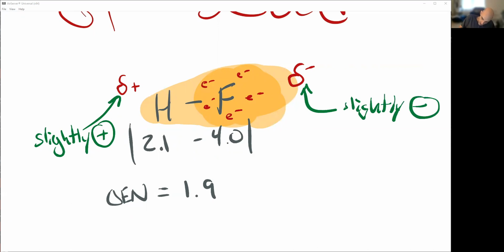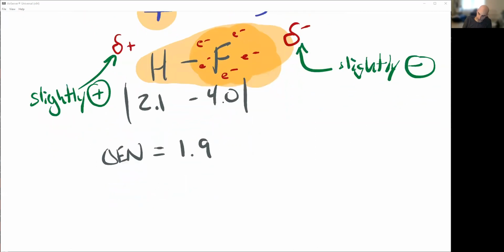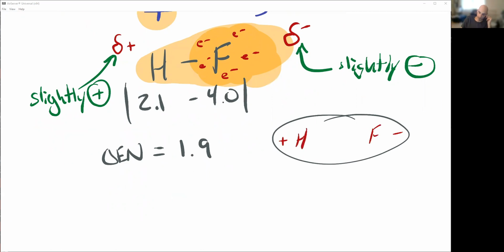The other way that we do it is we use something called a polar vector, where the arrow points in the direction of the electrons toward fluorine. The hydrogen is the positive end. We call this a polar vector. It shows you the direction the electrons are pulling. Ultimately, this molecule behaves like a magnet, where the fluorine side is negatively charged and the hydrogen side is positively charged. We're going to talk about what that means.